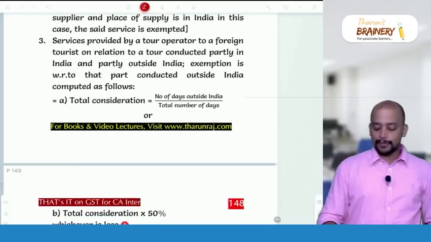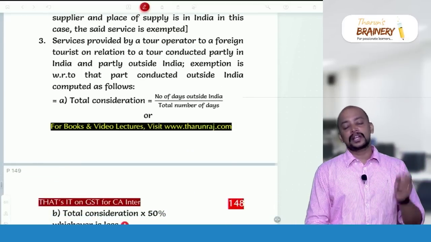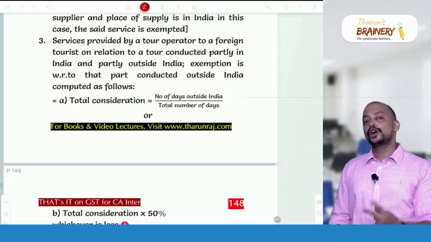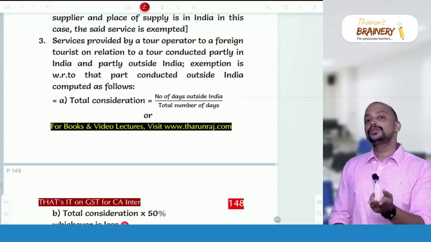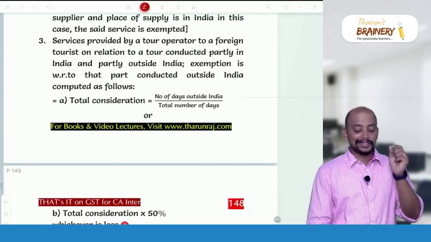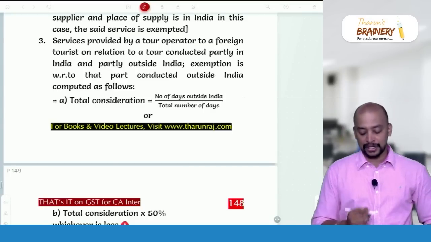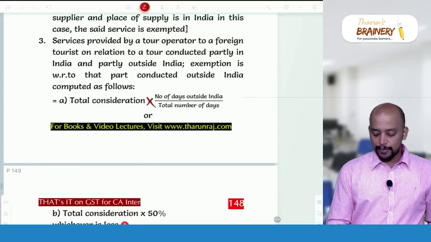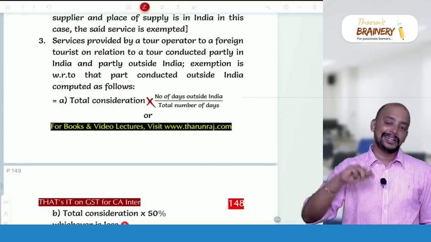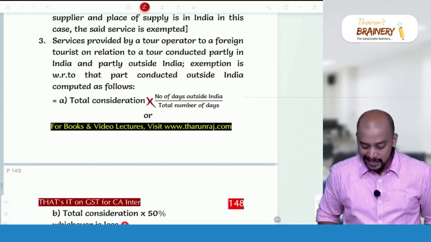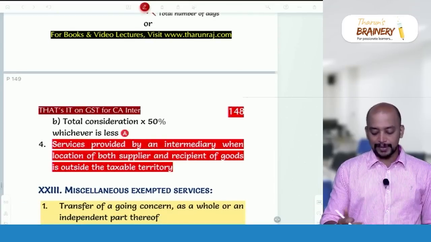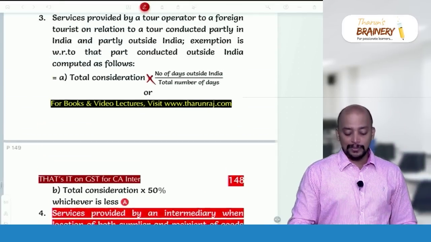So there is a tour operator who is providing the tourist services to a foreign tourist, and the tour is partly in India, partly outside India, then exemption will be available. What is that exemption? So total consideration into number of days the tour has taken place outside India divided by total number of days, or total consideration into 50%, whichever is less. So that will be the exemption available.